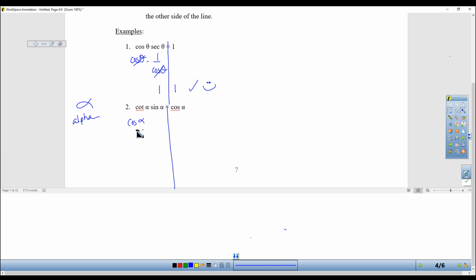So cotangent of alpha is cosine of alpha over sine of alpha times sine of alpha. And if you just stopped there, I wouldn't be happy with that. You need to write what the final answer is, cosine of alpha. Now you can bring this down, also cosine of alpha. You can tell I'm not a check mark person. I'm a smiley face person.